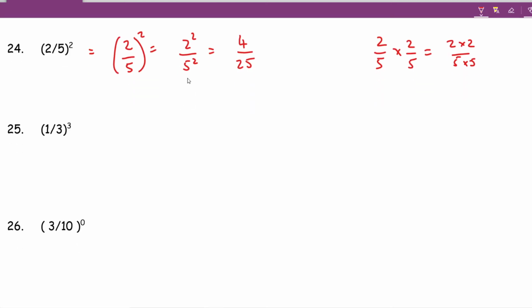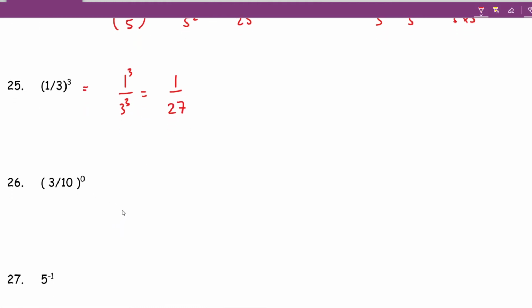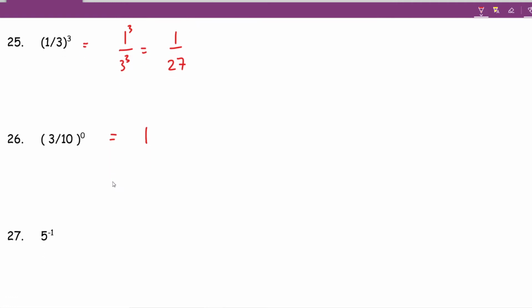So when doing this, we've got the same thing. So it's going to be 1 cubed over 3 cubed, which is 1 over 27, for the same reasons. Anything to the power of 0 is just going to give me 1, as we said before.